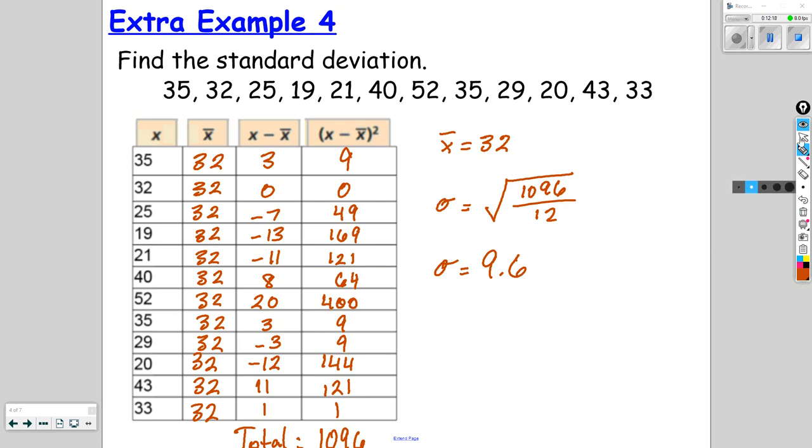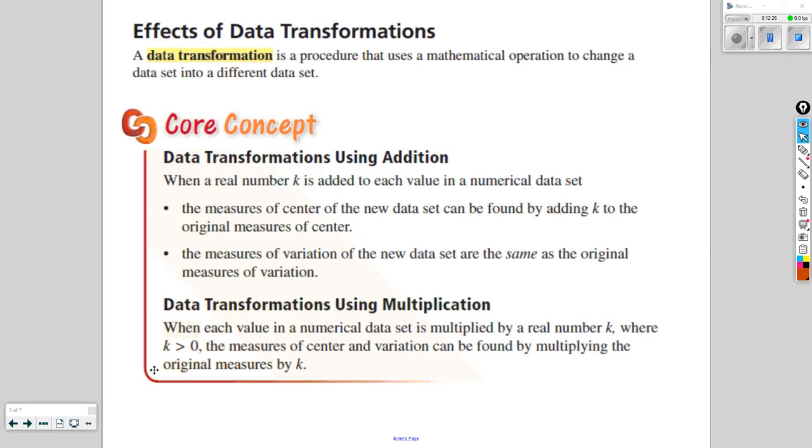Alrighty, let's move on now. Now we're going to talk about data transformation. Data transformation is a procedure that uses a mathematical operation to change a data set into a different data set. We could see this all the time if you're some nerd like me using Excel. If we want to do one thing to a data set, we could transform that data using a simple mathematical operation. So let's first talk about data transformations using addition.